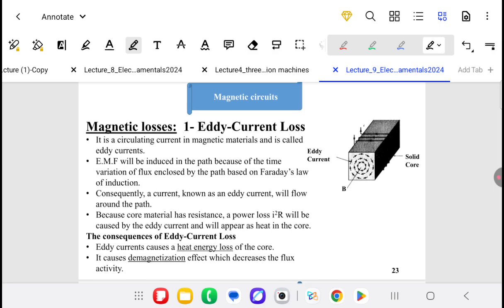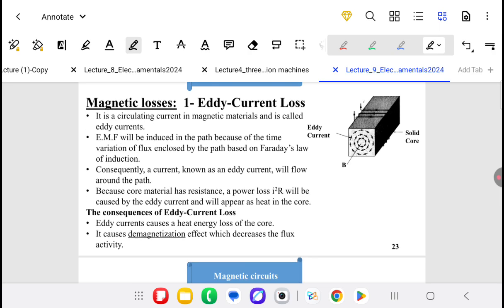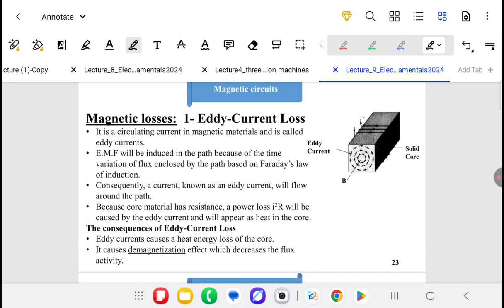There are two types of magnetic losses. The first type of losses is eddy current loss. What is an eddy current loss? It is a circulating current in magnetic material, in concentric circles, called the eddy current.